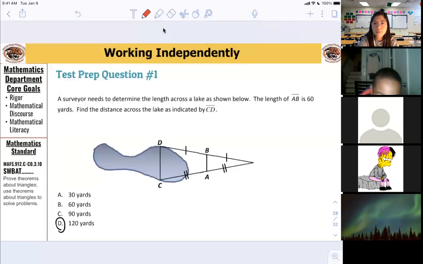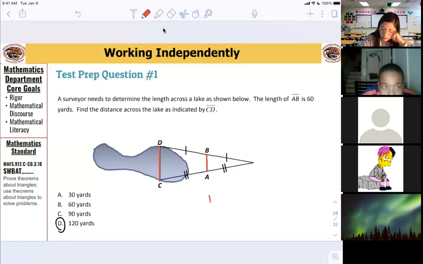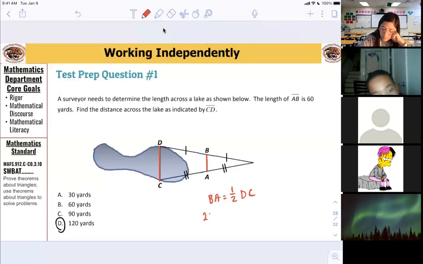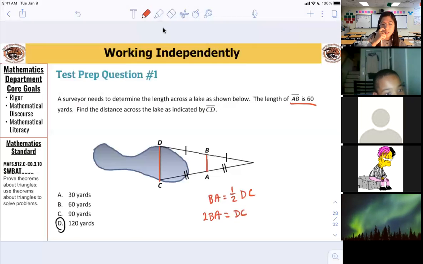Oh, I see. I didn't see Jalen's answer till now. AB is half of DC. Yeah, guys, this is the mid segment. This is the third side. What do we know? We know that BA is 1/2 of DC. In other words, you could say that 2 times BA is DC. And if BA is 60, then DC has to be twice of 60. 2 times 60 is 120. Boom, done. This is not a hard problem.